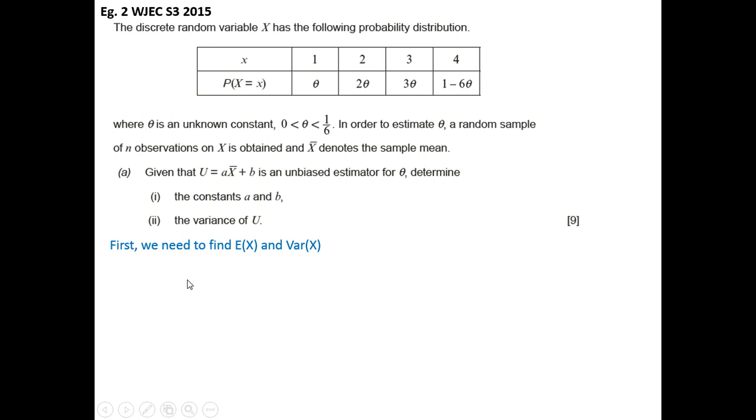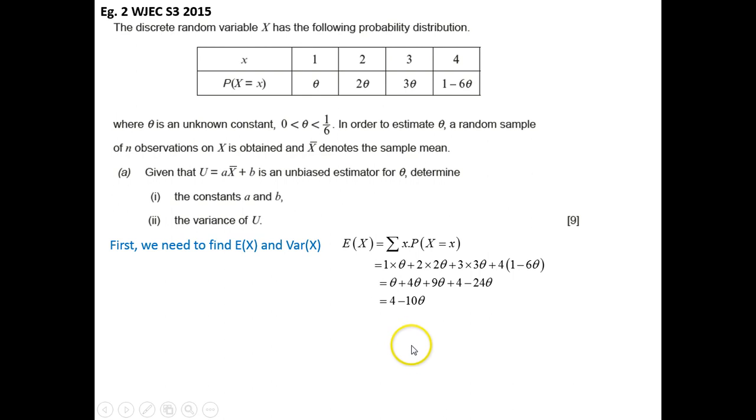So we need first of all to work out the expected value of x and the variance of x. The expected value of x, as it's a table, would be each x multiplied by its probability. Add them up, so we've got 1 times theta plus 2 times 2 theta plus 3 times 3 theta plus 4 times (1 minus 6 theta). Multiplying and expanding the bracket, I've got theta plus 4 theta plus 9 theta plus 4 minus 24 theta, giving me 4 minus 10 theta for the expected value of x.